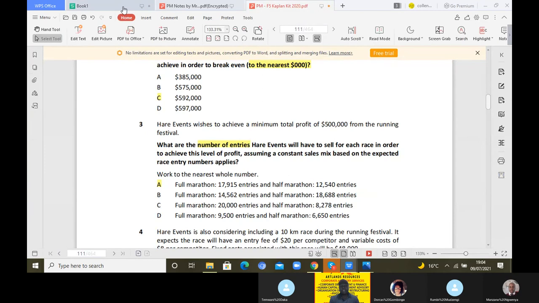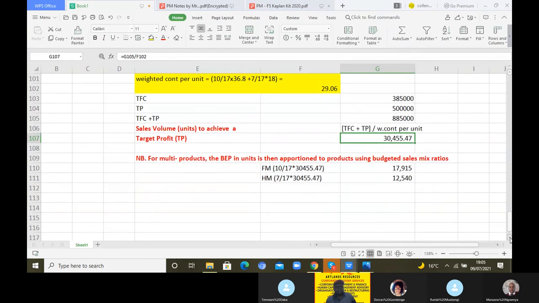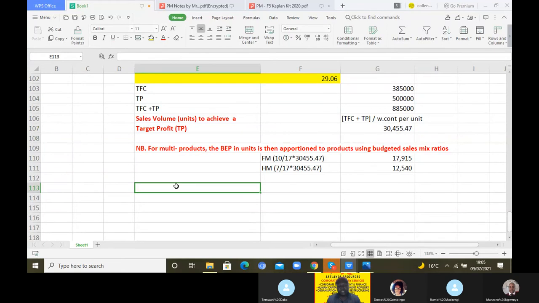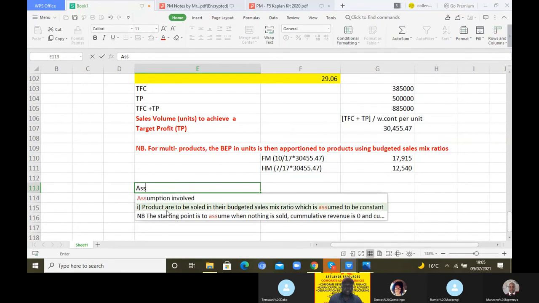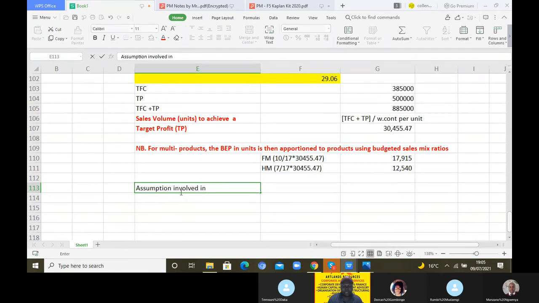So you need to understand, especially, the assumptions which underpin break-even analysis in general. You know, I have told you for multiple products that products are assumed to be sold in their constant sales mix ratio. I told you that, and you understand that. And the sales mix ratio is not expected to change. But in general, these are some of the assumptions, like fixed costs are expected to remain fixed. Fixed costs are expected to remain unchanged.